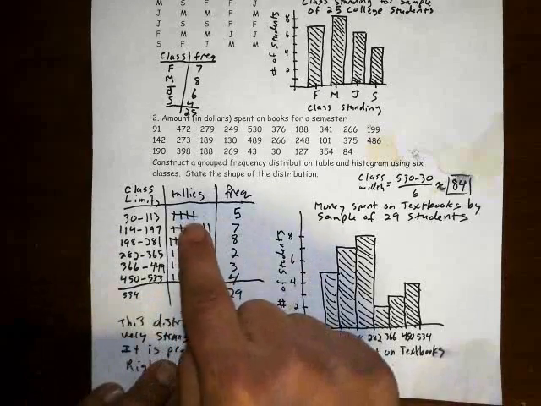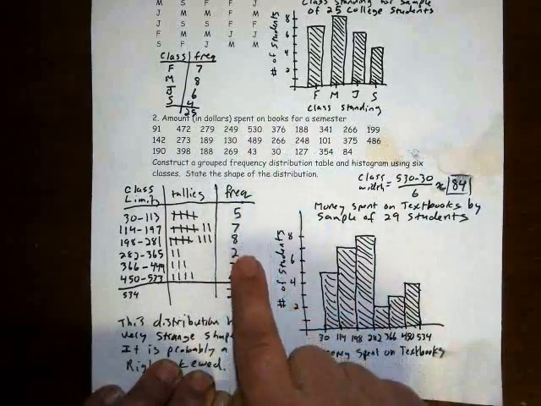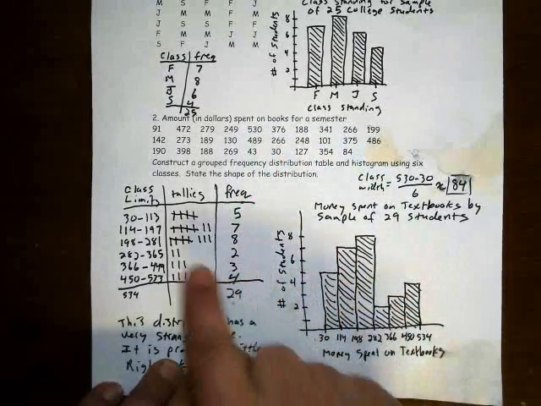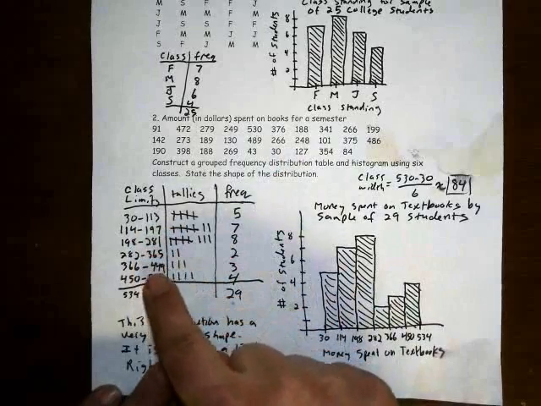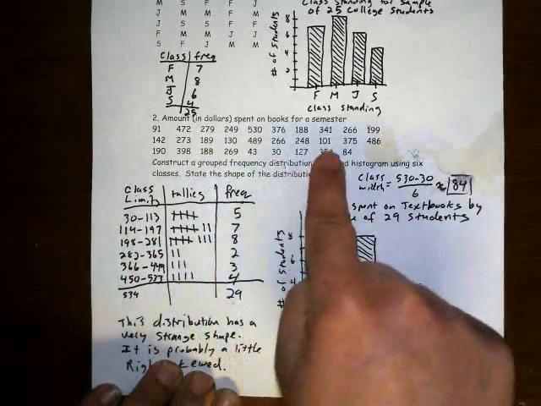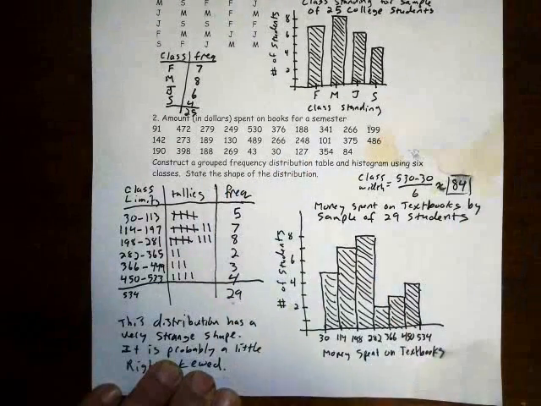Okay, and then I use the tallies to make sure I get the correct number in each class. So this is the number of observations in the data set that's in each of these intervals. And then I always add them up to make sure I get the total number of observations in the data set. And in this case there was 29.